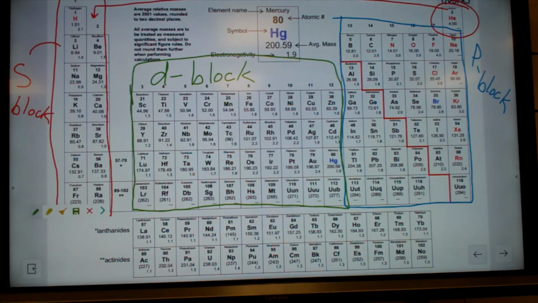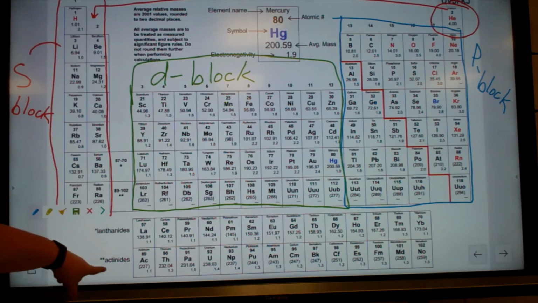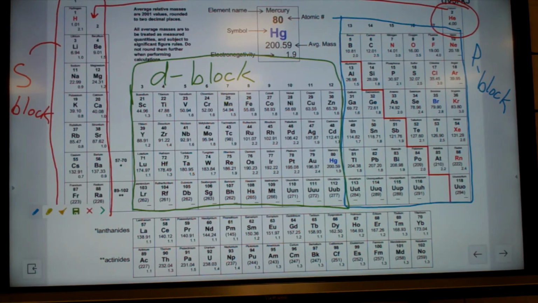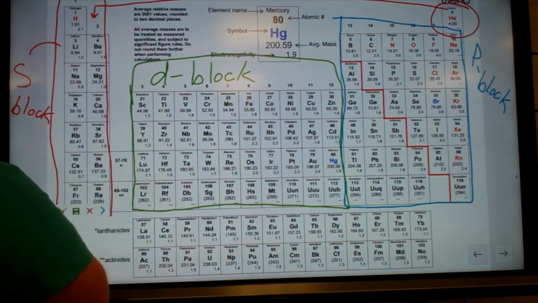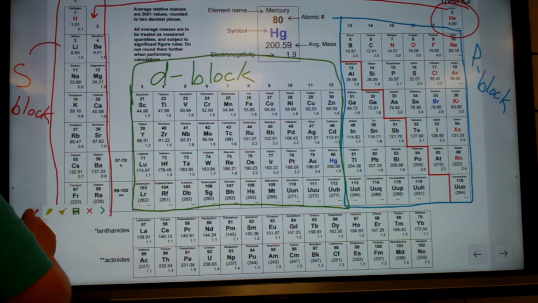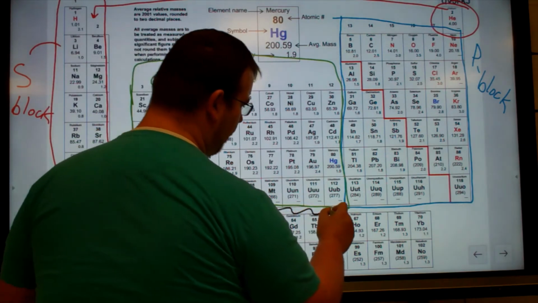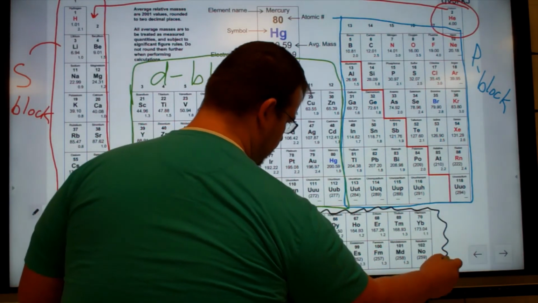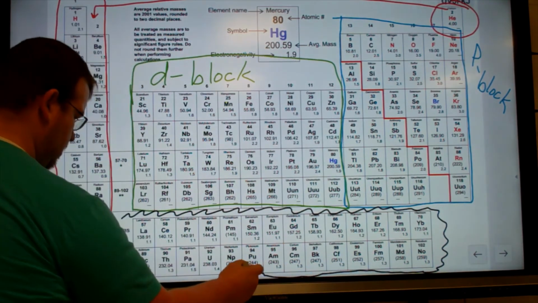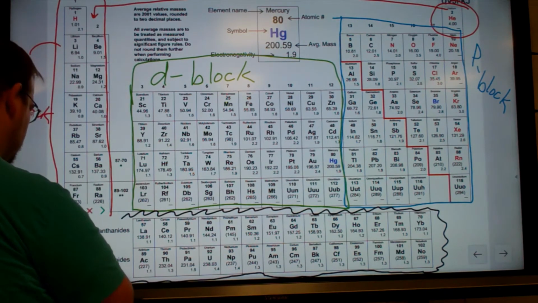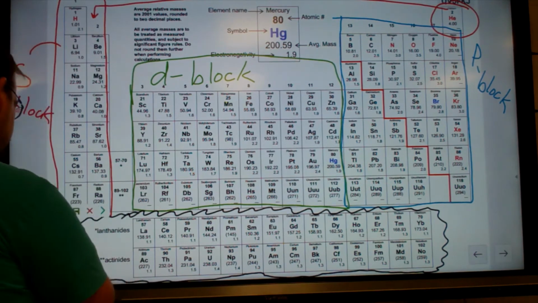Then outside of this, down here at the bottom where it says lanthanides and actinides, that is the F block. I'm trying to figure out what color would be good. I guess I might have to go black, black with a squiggly line. This is the F block.